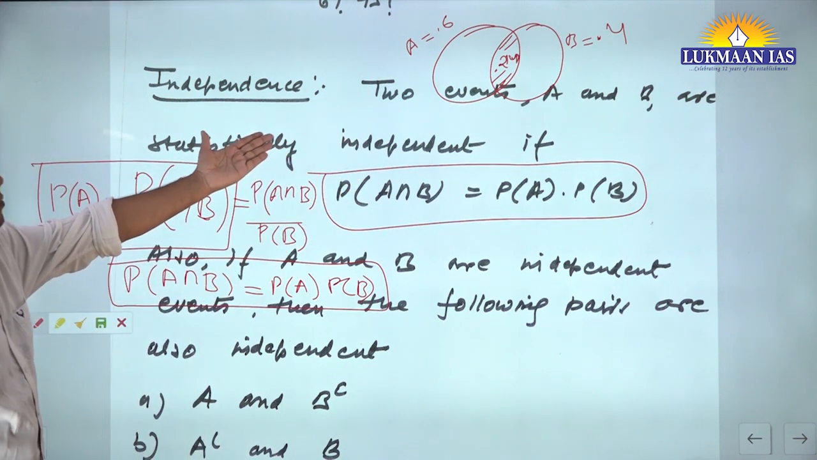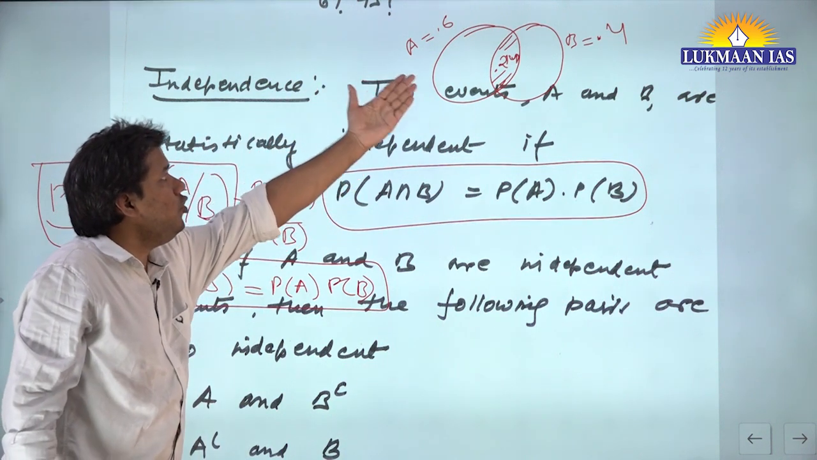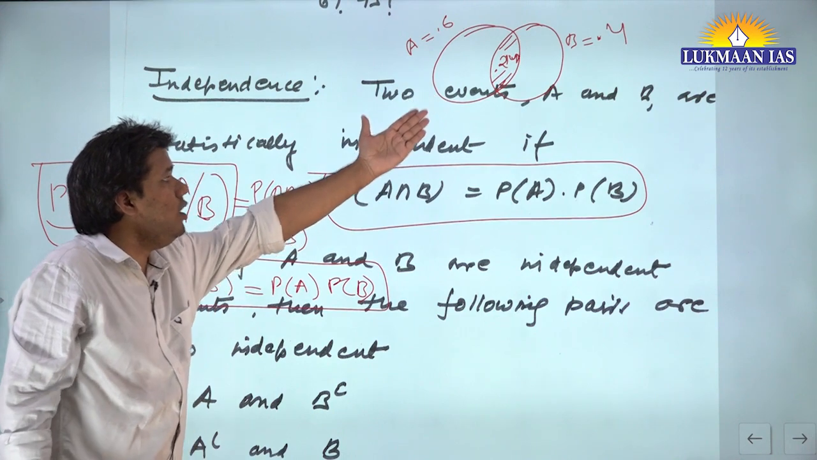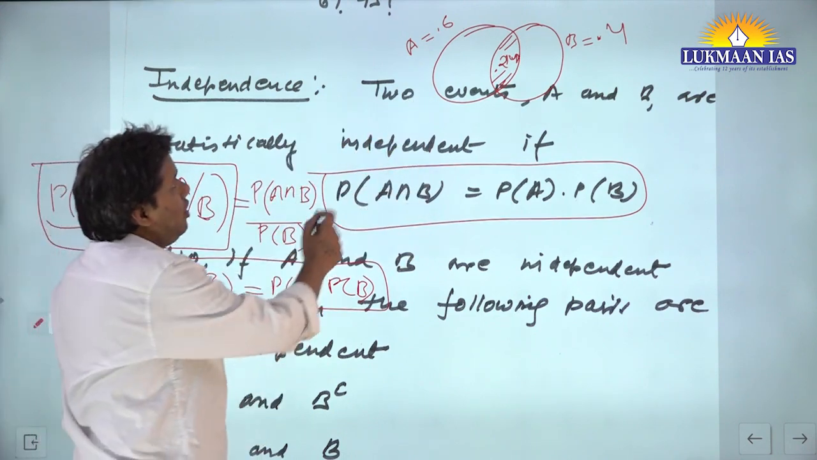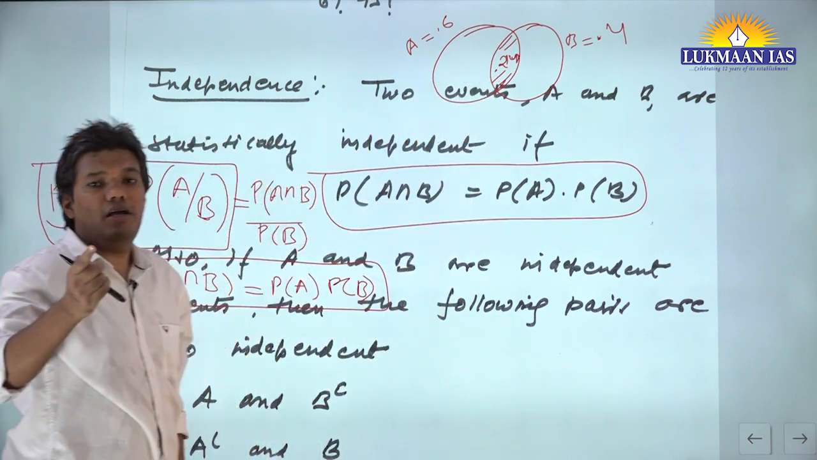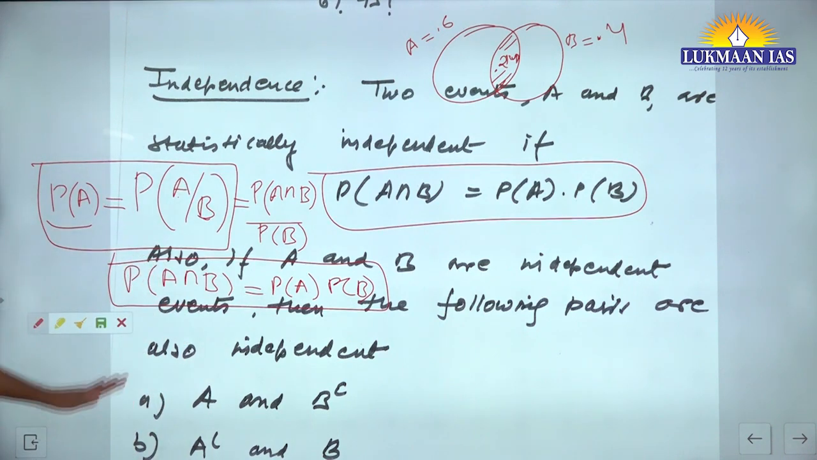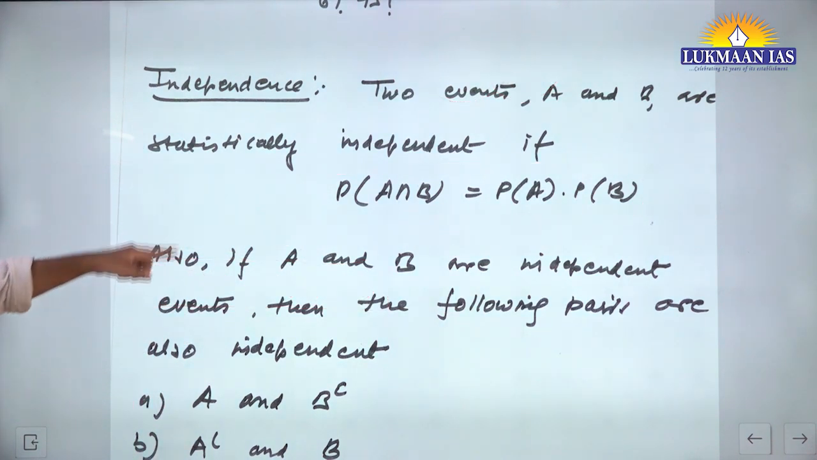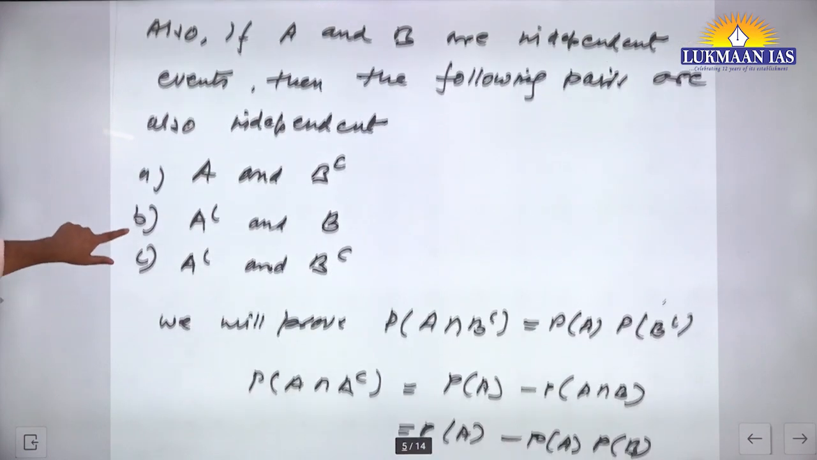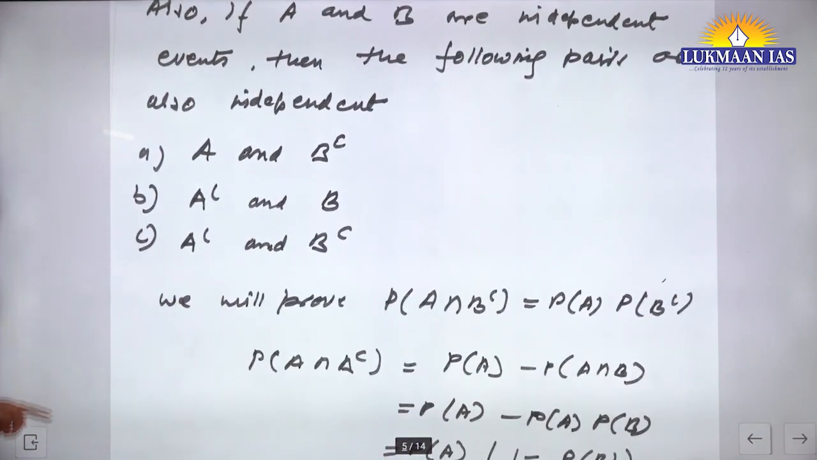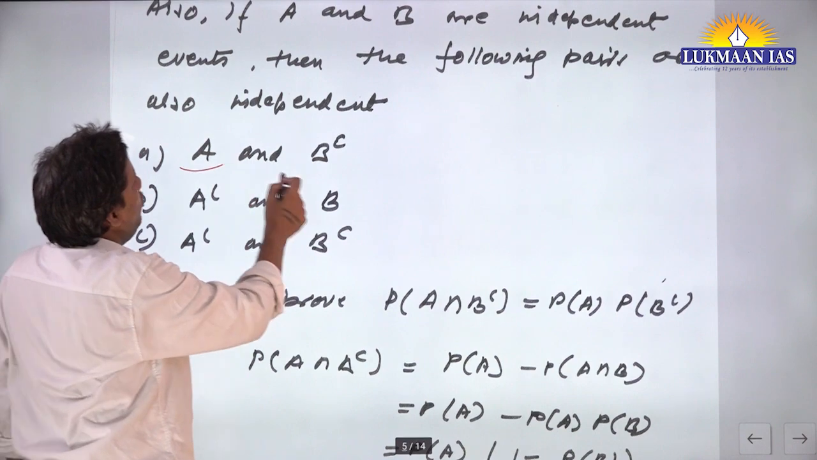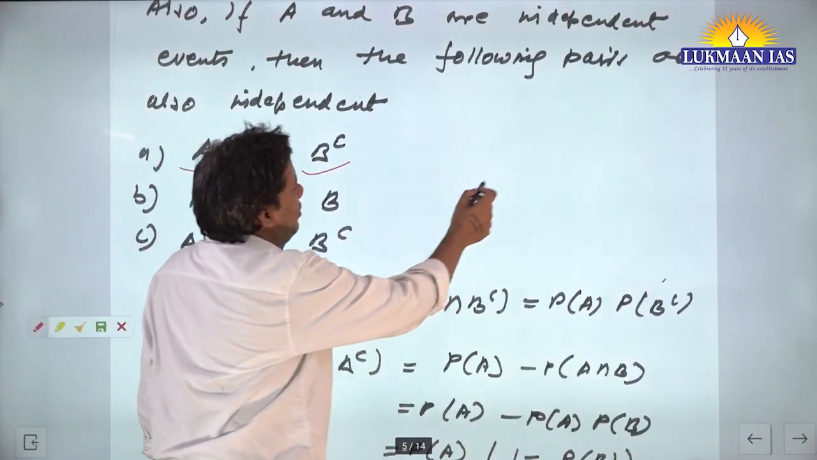Yes, because probability of A into probability of B is 0.24 and that is equal to 0.24. So suppose this is 0.2, then they are not independent. So ये चीज आपको पता होना चाहिए. Please know it. And once you know that A and B are independent, then A independent होता है किससे? B complement से भी. B complement का मतलब क्या है?